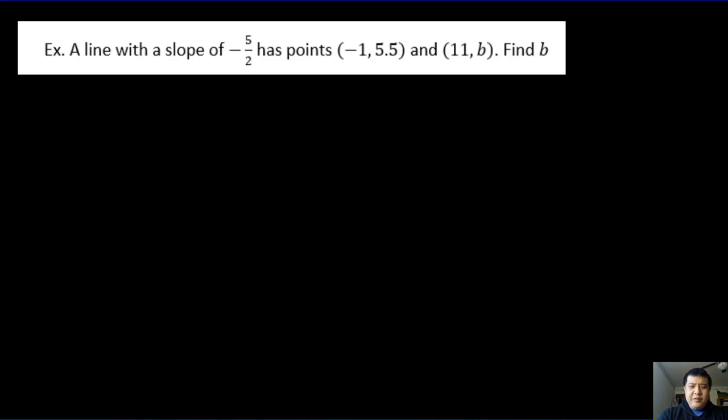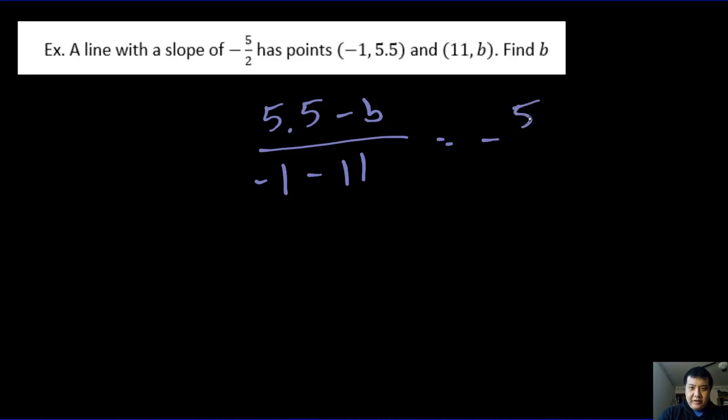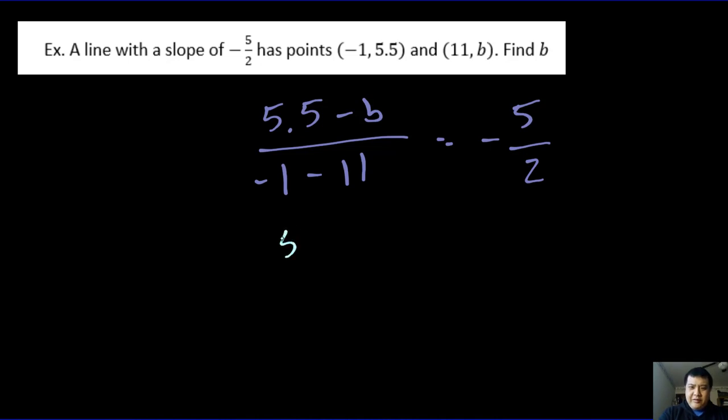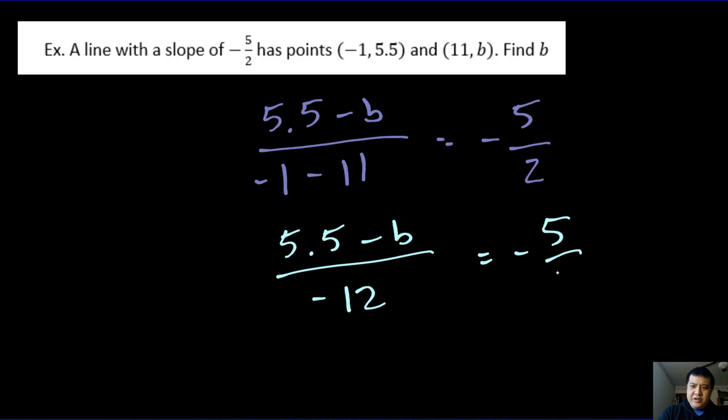Here it says a line with a slope of negative 5 over 2 has points (negative 1, 5.5) and (11, b). Find b. So again, we're going to set up the equation using the slope formula. Rise over run, 5.5 minus b over negative 1 minus 11 equals negative 5 over 2. Simplify the denominator. 5.5 minus b over negative 12 equals negative 5 over 2.